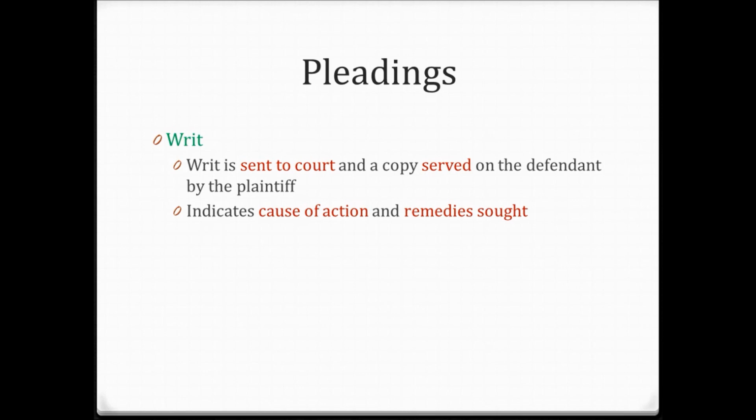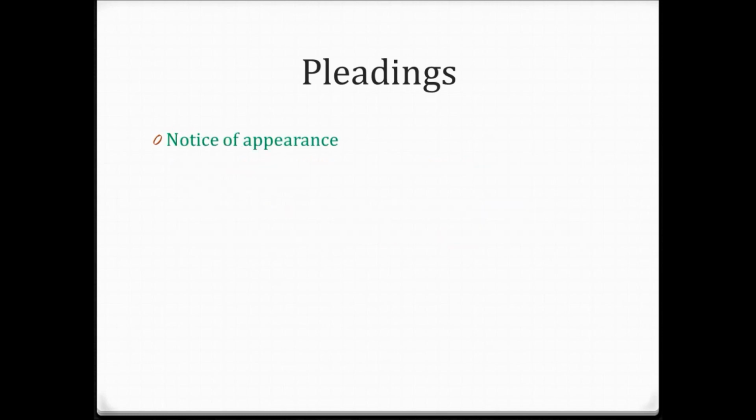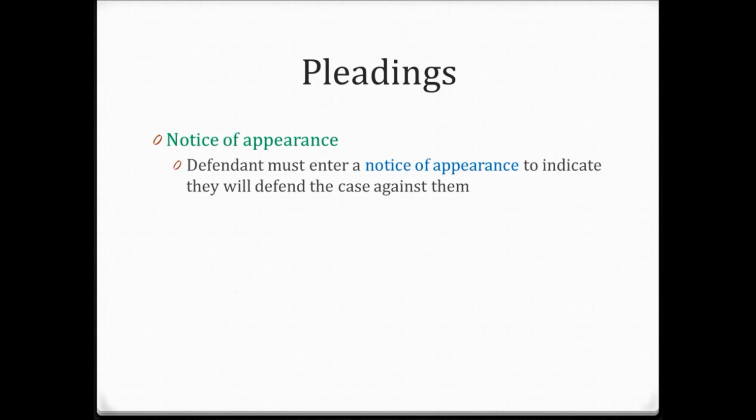So they might be suing for negligence or defamation. They might be seeking damages of a particular amount of money, or they could look for an injunction or something else. The filing of a writ is actually the commencement of legal proceedings. It's the formal start of legal proceedings. We then move to a notice of appearance, where the defendant, once the writ has been issued, is required to enter a notice of appearance that indicates whether they will defend the case against them.